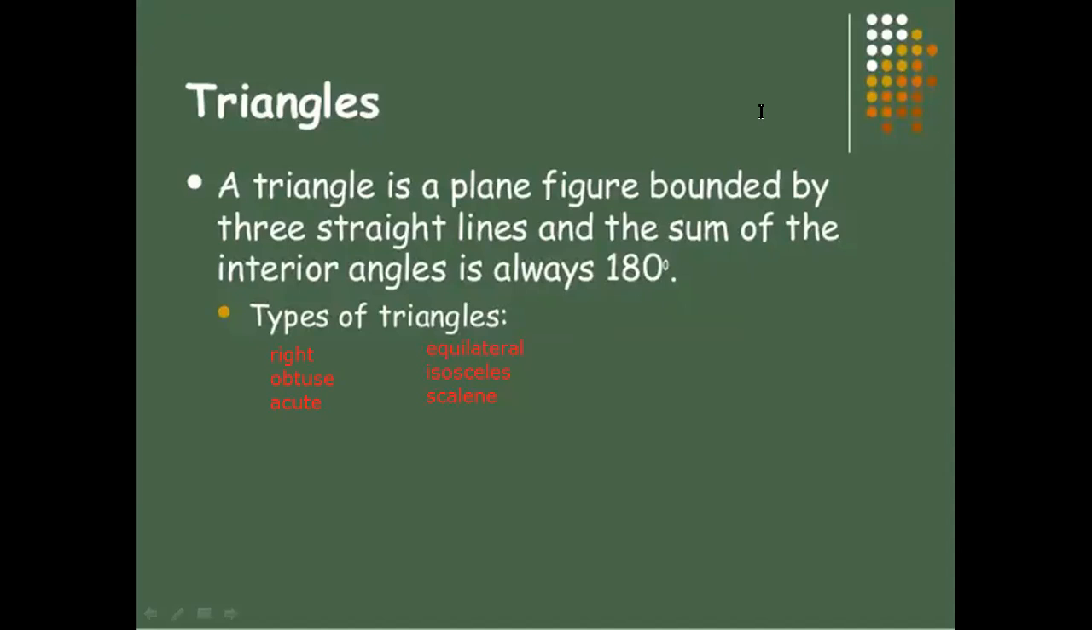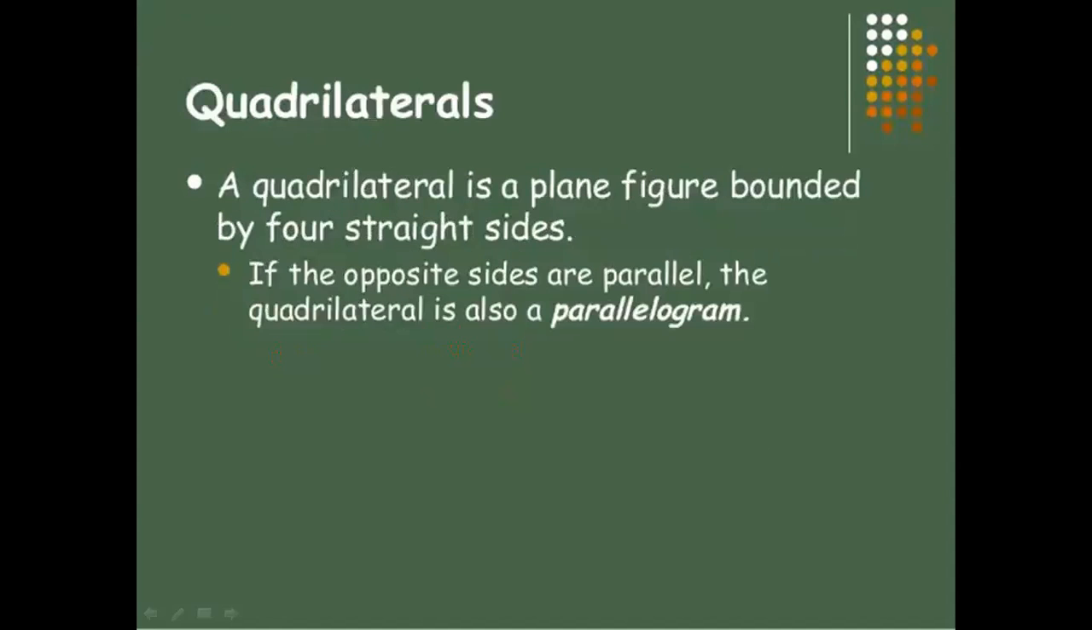All right. Let us go to the next important terms that we remember when we talk about geometry. We have these quadrilaterals. To recall, quadri means four. Laterals means side. So these are figures that have four sides. It is a plane figure bounded by four straight sides.